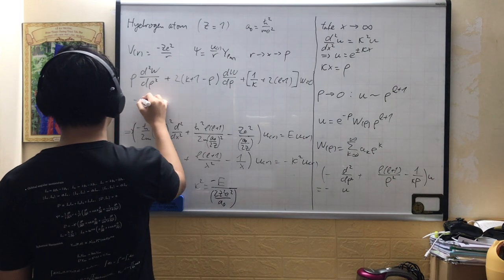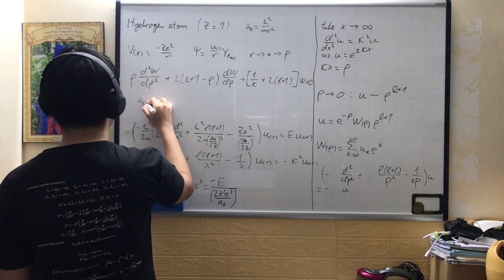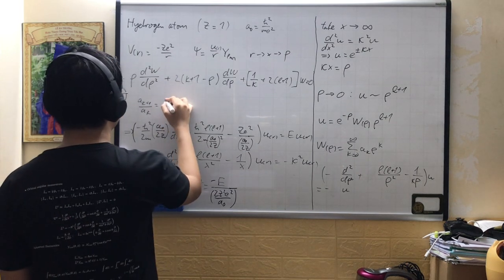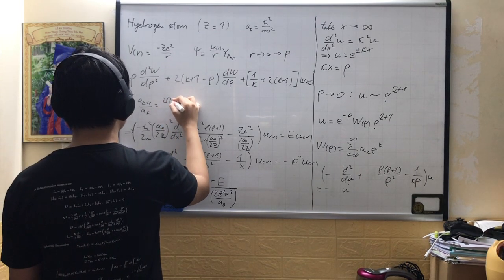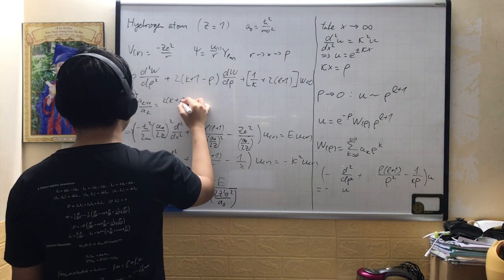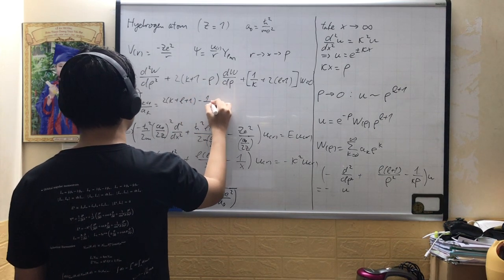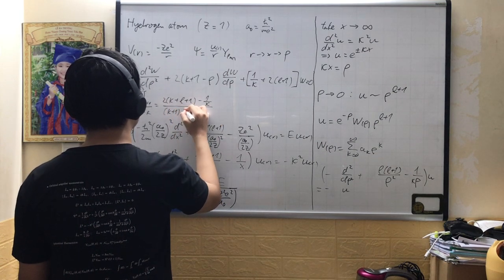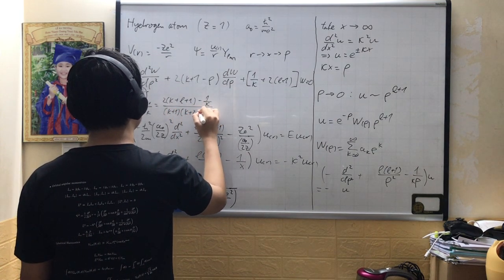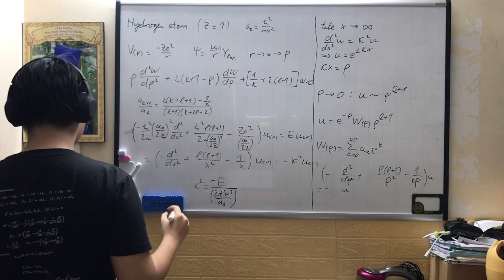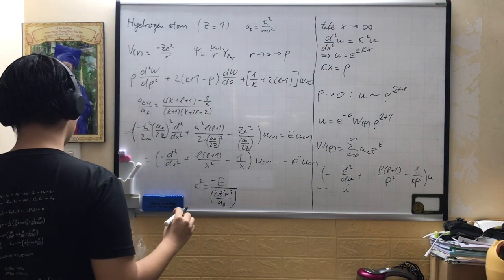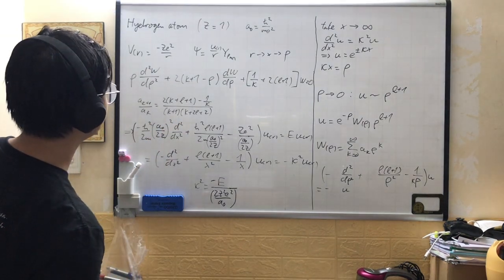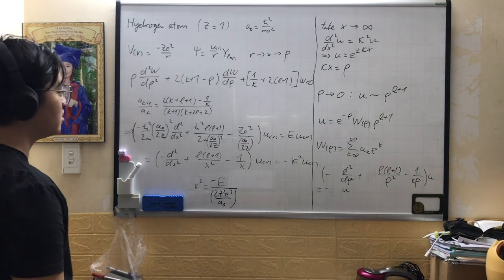It's going to be a_k plus 1 over a_k, and this is equal to 2(k plus L plus 1) minus 2 over kappa, divided by (k plus 1)(k plus 2L plus 2). Is it right? Yes, it is. So this is your recursion relation.